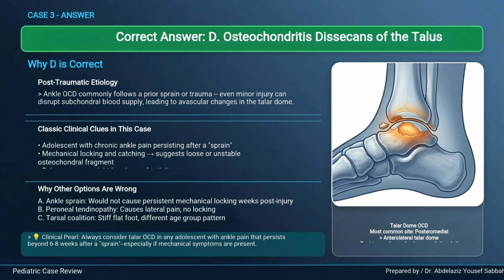Classic clinical clues in this case include an adolescent with chronic ankle pain persisting after a sprain, mechanical locking and catching which suggest a loose or unstable osteochondral fragment, and pain that is worse on weight-bearing and activity. The most common site is the posteromedial talar dome, followed by the anterolateral talar dome. Clinical Pearl. Always consider talar osteochondritis dissecans in any adolescent with ankle pain that persists beyond 6 to 8 weeks after a sprain, especially if mechanical symptoms are present.